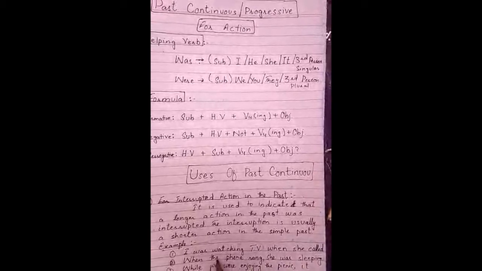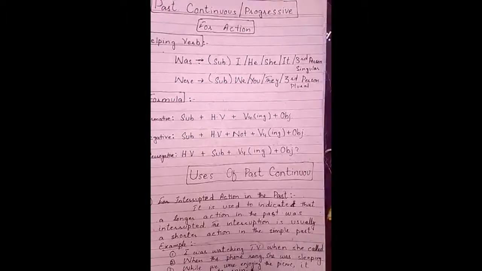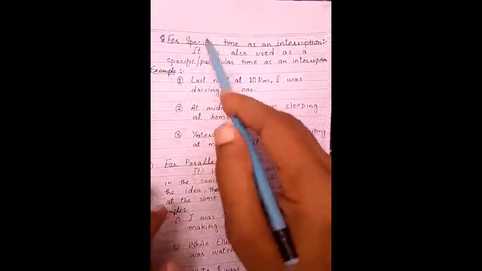Okay, when the phone rang she was sleeping. This is the longer action, and this action interrupted it. Here we use past simple. While we were enjoying the picnic, it started to rain. So this is the second use of past continuous.